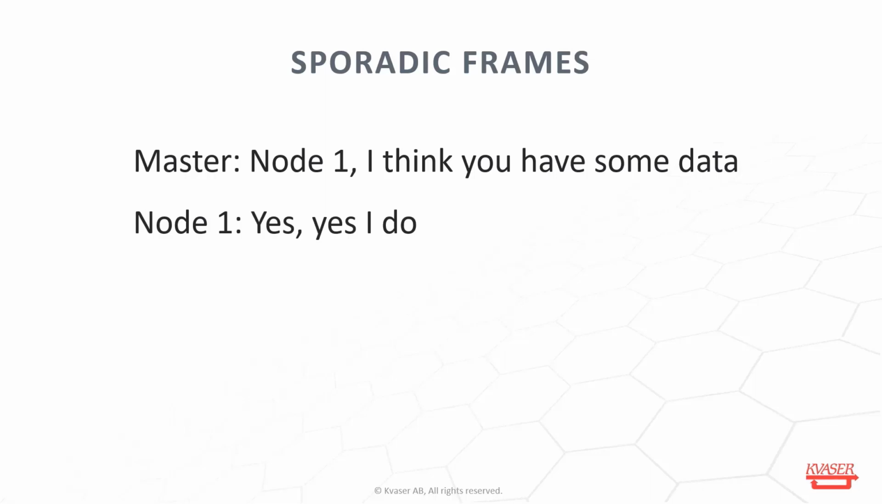Now compare that to the unconditional frame where the master might say, node 1, send data. Node 2, send data. And maybe node 1 has data, node 2 doesn't, so it just sends back a no response for node 2. The master has an idea that one of those nodes has data. So instead of searching through each one, it's a little bit more choosy on which node to ask for data.